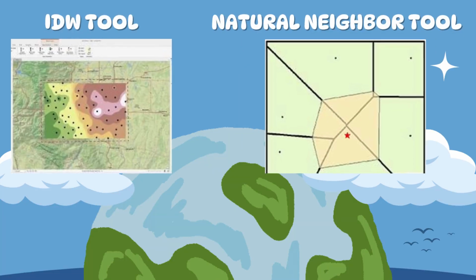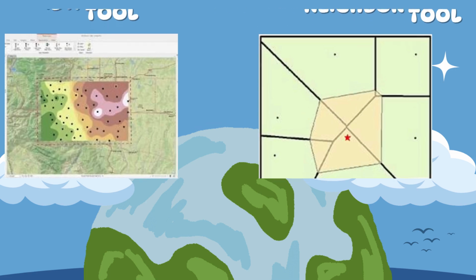Examples of interpolation tools. This slide shows examples of interpolation outputs generated using different GIS tools. The first example is IDW, which estimates values based on nearby sample points. The second example is natural neighbor, which creates smooth surfaces using neighboring observations. These methods produce slightly different results, depending on the characteristics of the data.